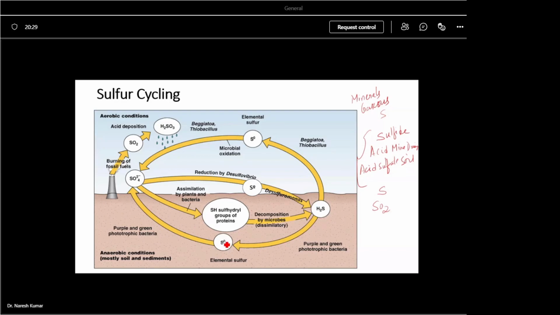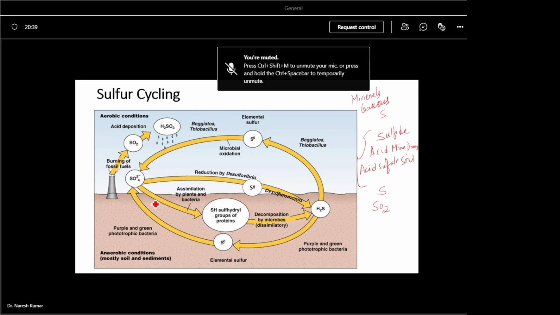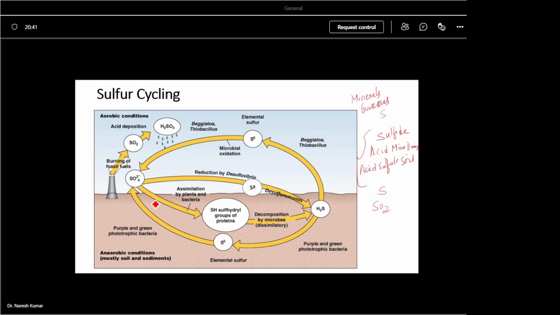Suppose there is elemental sulfur in the soil. Now, it is mostly present in the anaerobic condition, and then purple and green phototrophic bacteria are able to oxidize this sulfur to sulfate in anaerobic conditions. And then we have sulfate reducing bacteria, which again converts the sulfate back to sulfur and hydrogen sulfide. This also happens in anaerobic conditions.